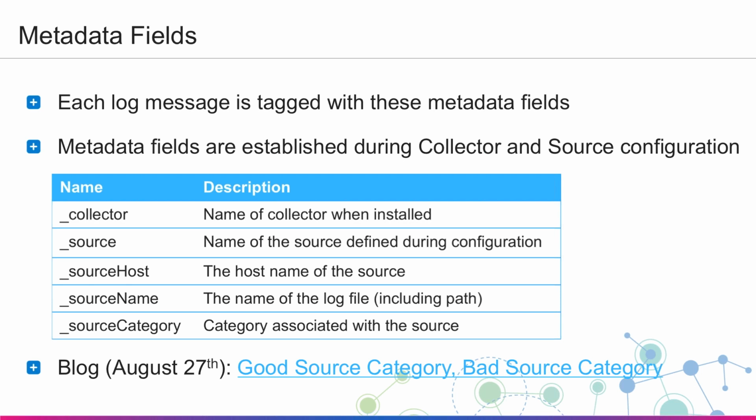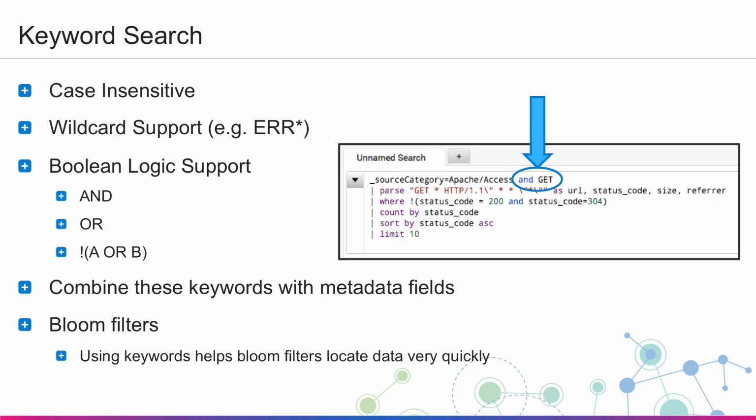And I want to stress this. We actually posted a blog on August 27th called Good Source Category, Bad Source Category. One of our professional services members posted this in hopes that it'll drive people to come up with a better source category taxonomy. Once you get a copy of these slides, please go back to this slide and click on this link. I promise you it'll be worth the read.